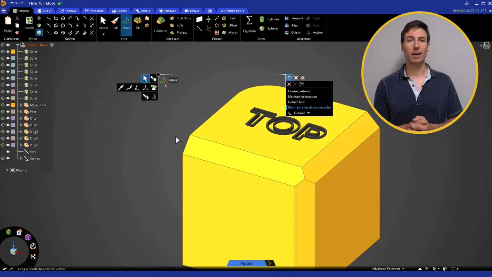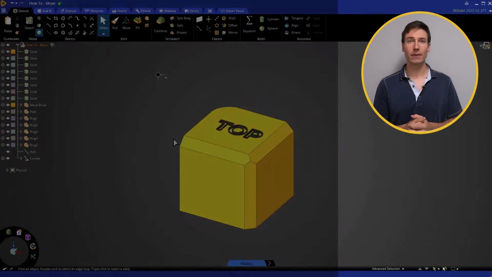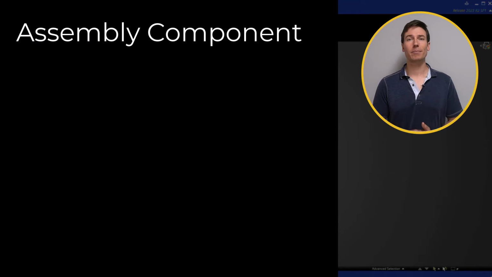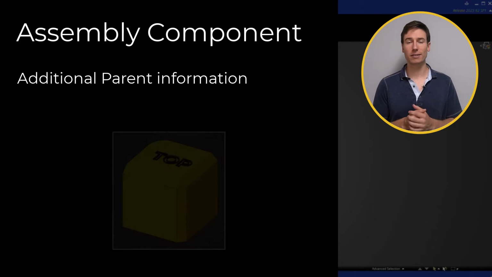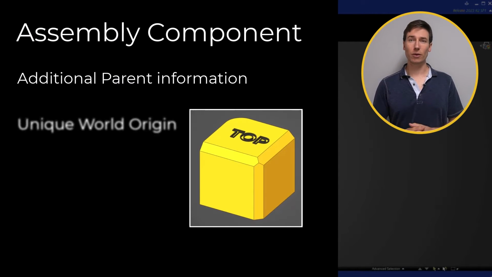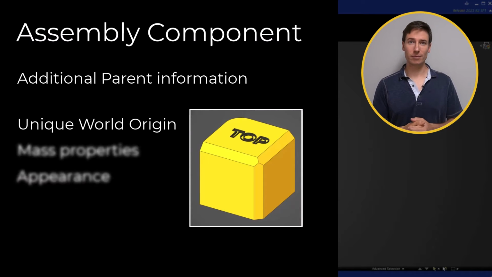There is one item type that requires a little more attention to detail when selecting, and that is the assembly component. An assembly component has additional parent information besides just the visible geometry. This includes a unique world origin, mass properties, appearance information, etc. But the most important with regards to change in position is the component's unique world origin.